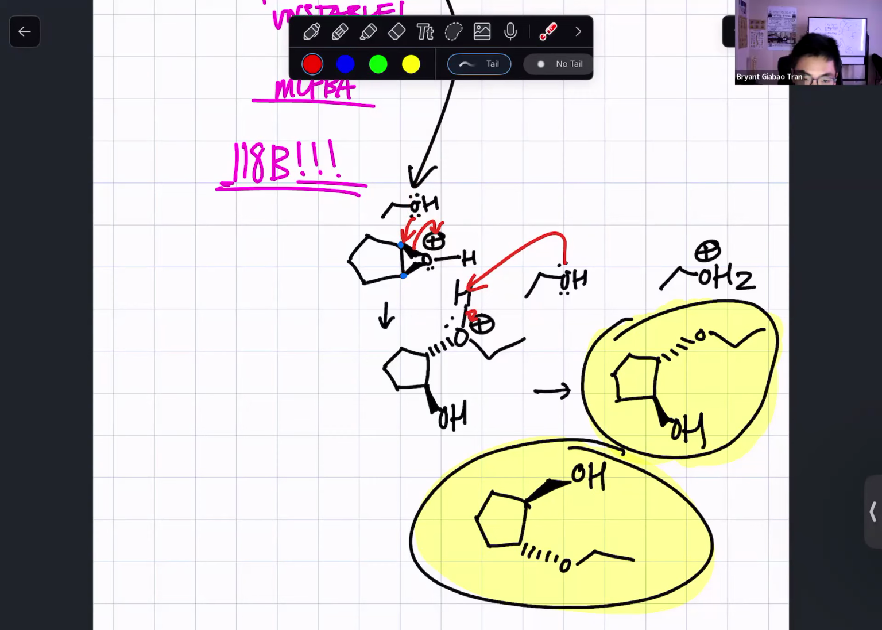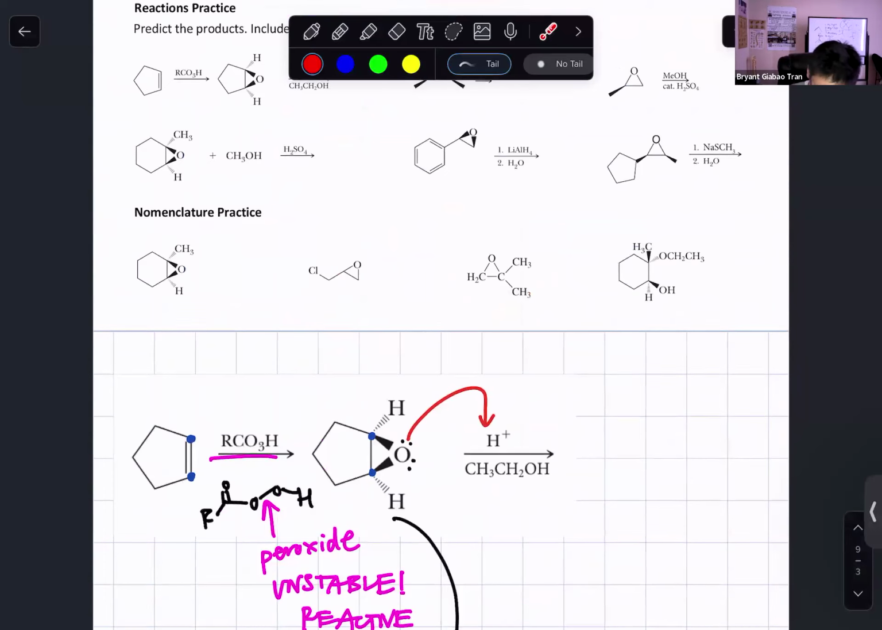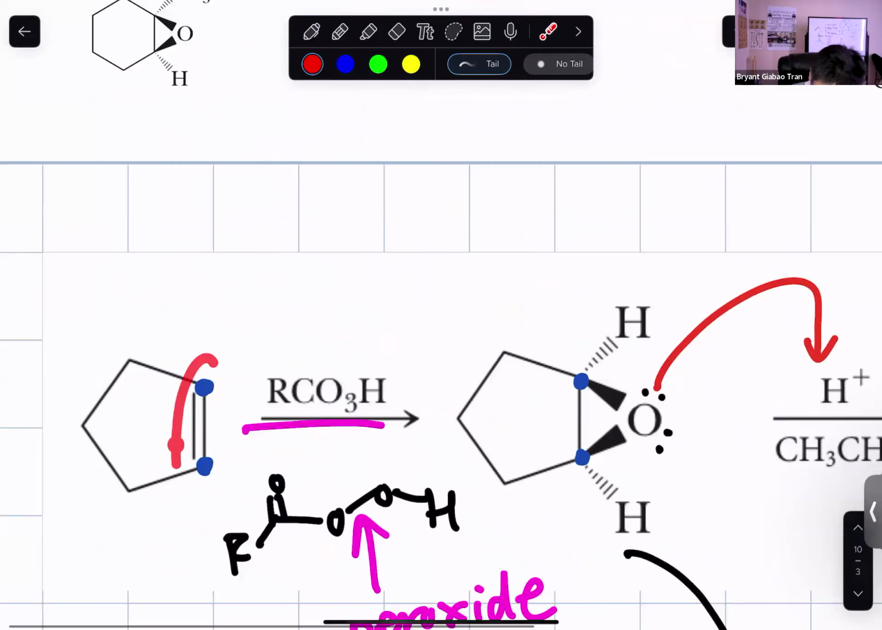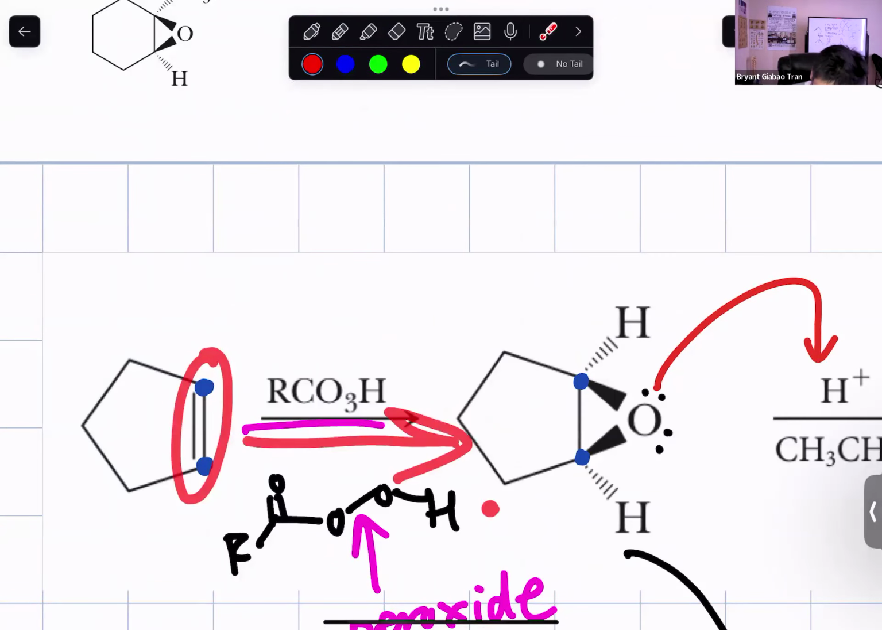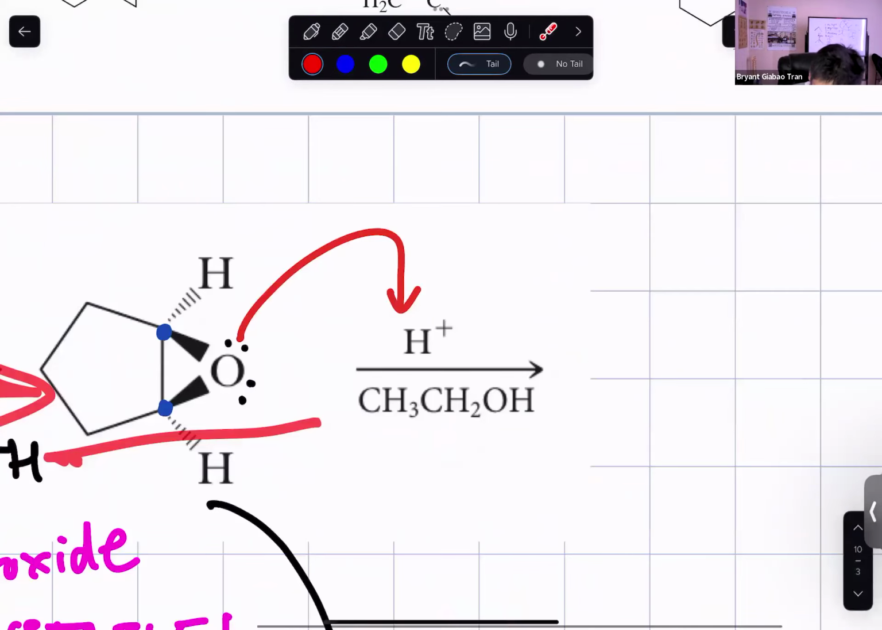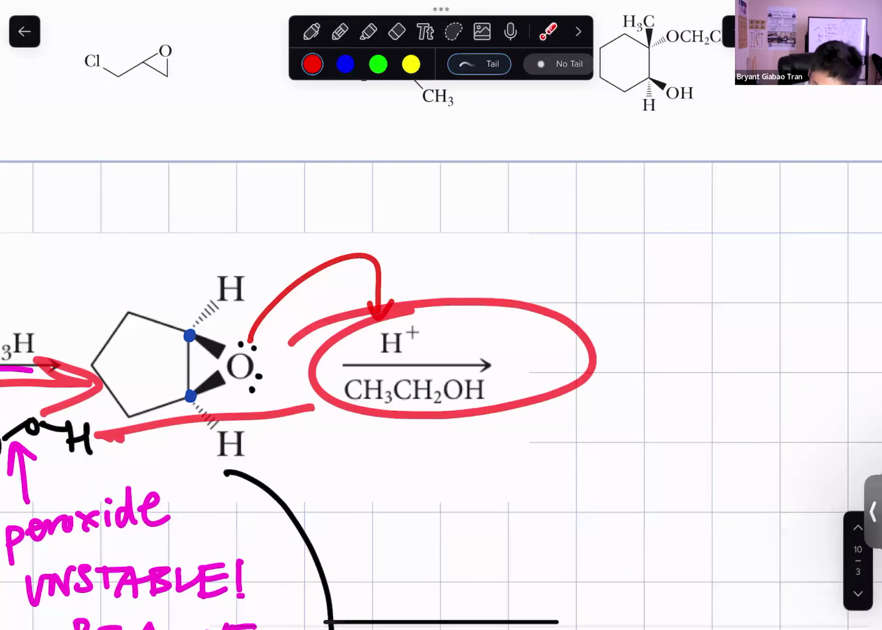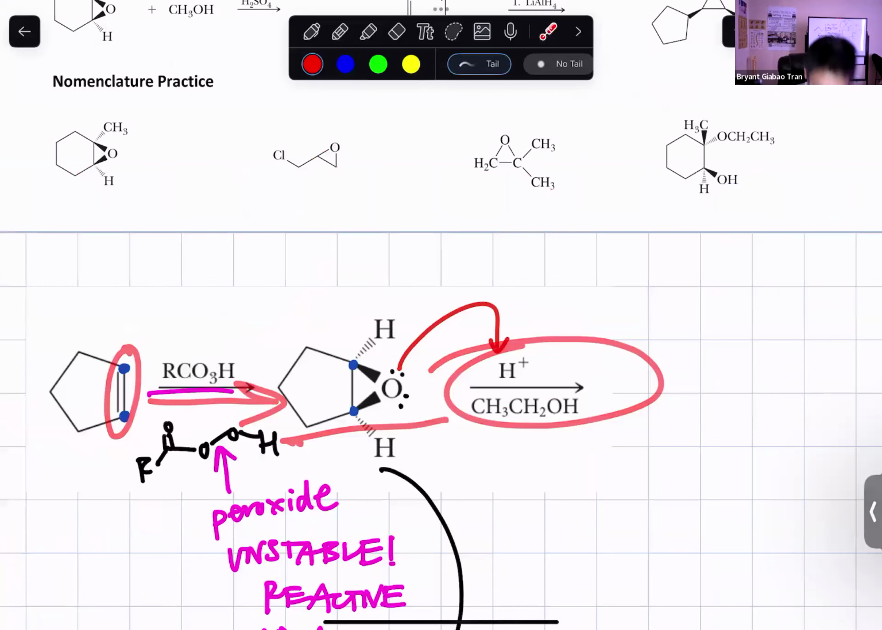This is electrophilic addition. Oh, this is epoxide opening. Epoxide opening. Electrophilic addition is for alkenes. So you can think of this first reaction here as electrophilic addition to get the epoxide. And then once we have the epoxide, we're going to open up the epoxide in acidic conditions here. Right.